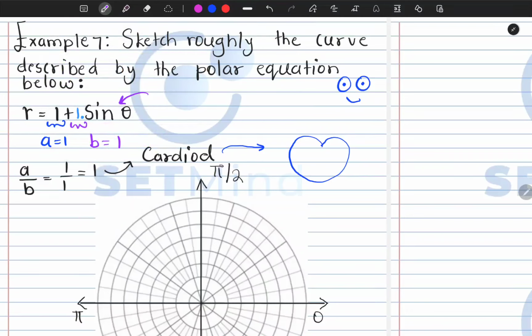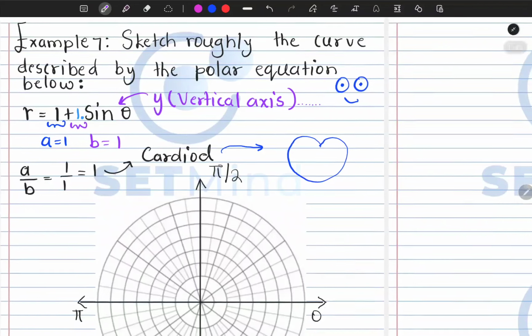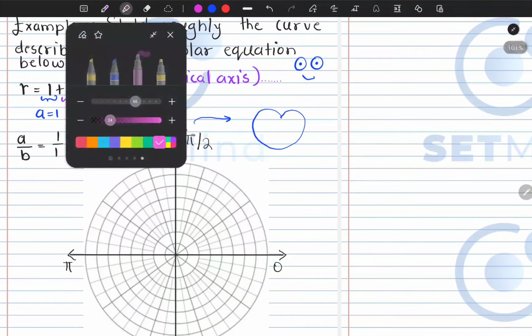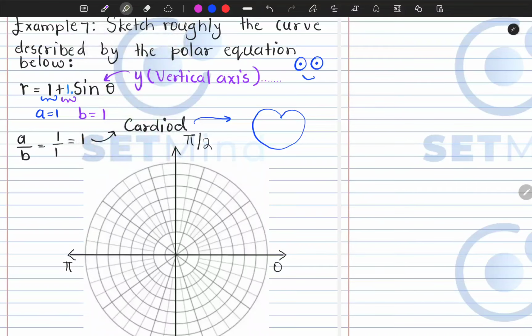But there's something else which you need to remember, which is that you are dealing with sine now. And remember, when you are dealing with polar coordinates, sine is associated with the y, which is the vertical axis. So if you think carefully of what is going on, we know we are dealing with the vertical axis. To figure out if we should go up or down, we look at the sign. The sign is positive. So this means my cardioid should face more up than down.